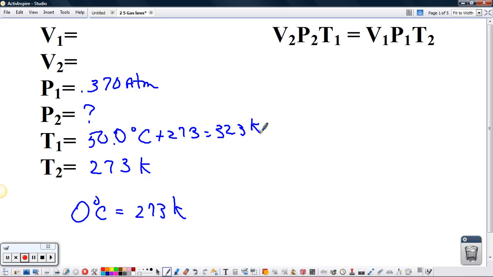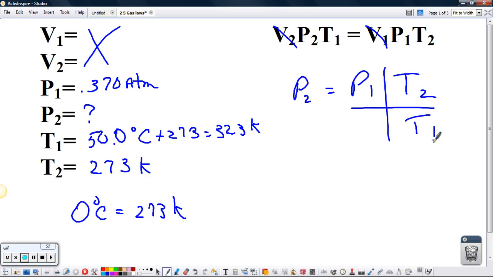Now, what don't you have anything for? Volume. So I'm going to mark out volume. Shouldn't be any different from what we've been doing, or I would not expect you to be able to do it. So you just use the same sort of pattern as we've been doing. Looking for P2, so P2 is equal to P1 T2 over T1. And you plug and go.